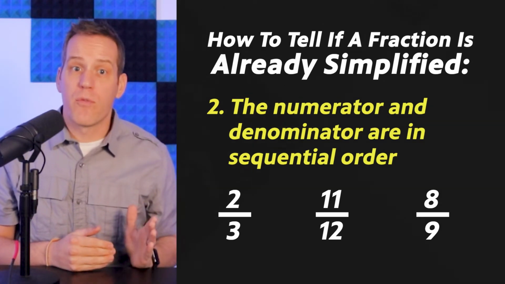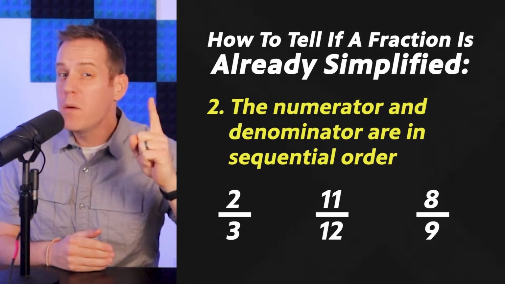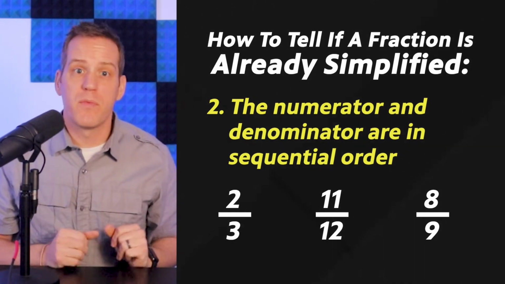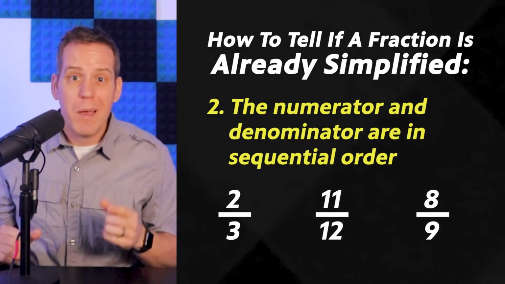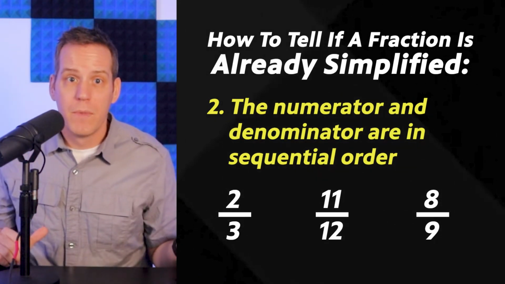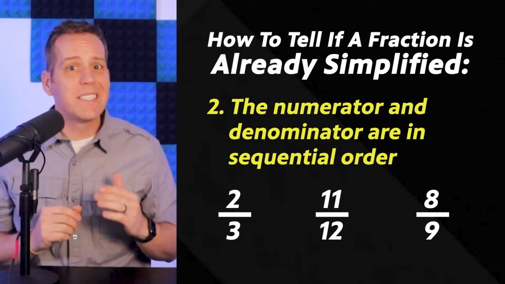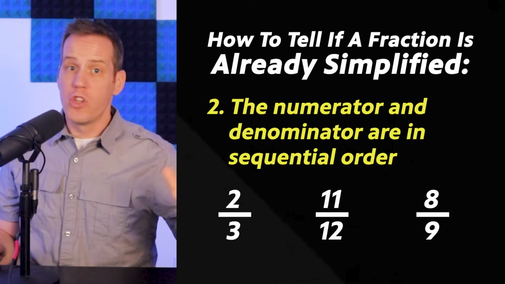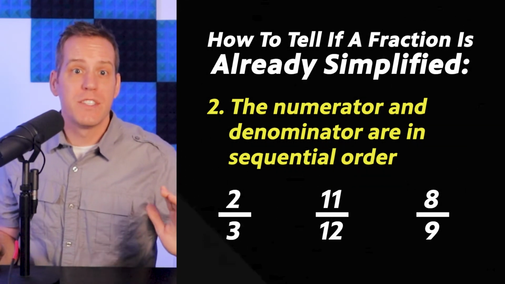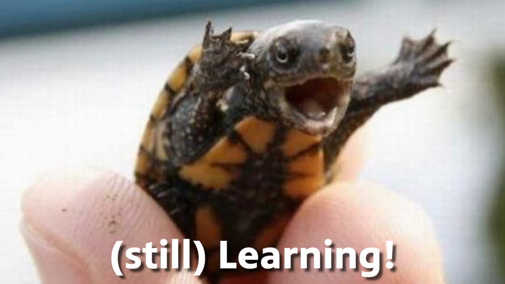If the numbers of your fraction are numbers where the denominator is 1 more than the numerator, you're in simplest form. These numbers would never share a common factor besides 1 because they're only 1 apart from each other. And as you already know, anything divided by 1 stays exactly the same. So there's no way to simplify a fraction that has numbers that are in sequential order.